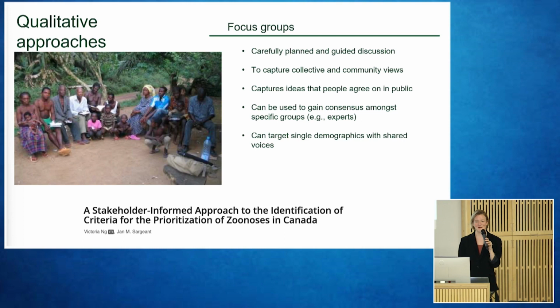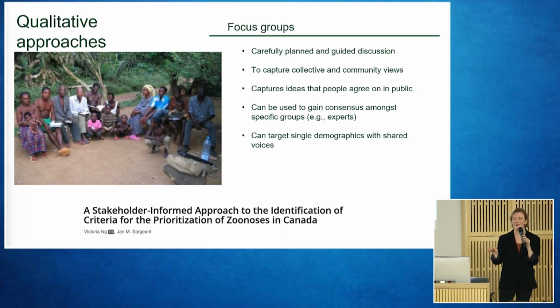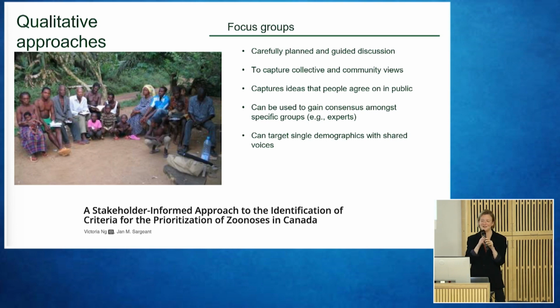So that's a very important piece of the puzzle here: this tends not to be the best approach if you're talking about extremely sensitive data or sensitive topics with a diverse group of people, because a lot of bias enters the equation. But it can be used to gain consensus among specific groups like experts.